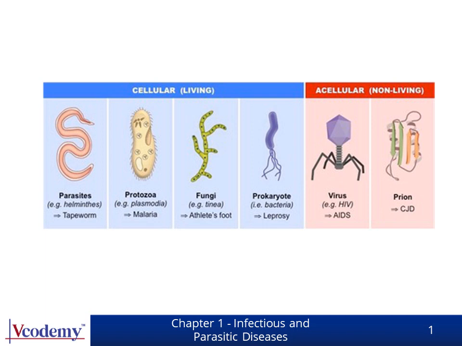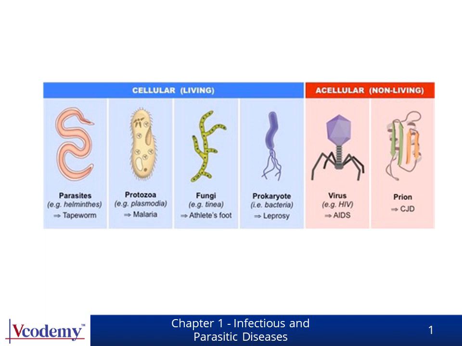So in this video you will learn the guidelines needed to code chapter 1, infectious and parasitic diseases. This chapter encompasses all the viruses, bacteria, fungi and all such organisms which cause disease in mankind. These diseases are found in chapter 1 in ICD-10-CM.